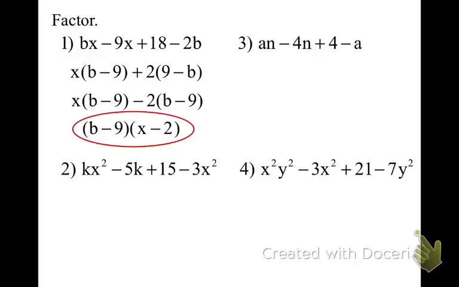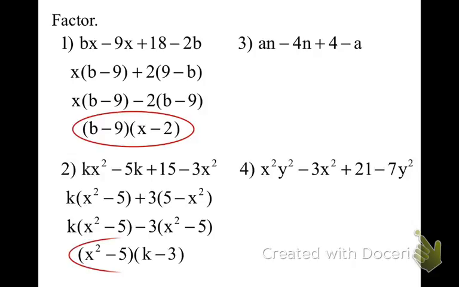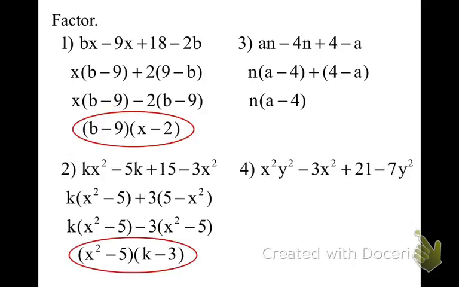Sometimes, if it doesn't look like you can take anything out, try taking a plus 1. If it looks like there's nothing, just take a plus 1. Or take a negative 1 if you need it to be just opposite. Does that make sense? Like here, I just needed to make it become the opposite.